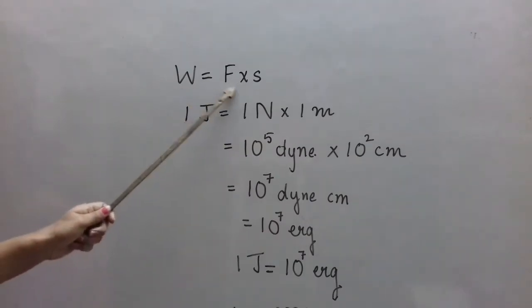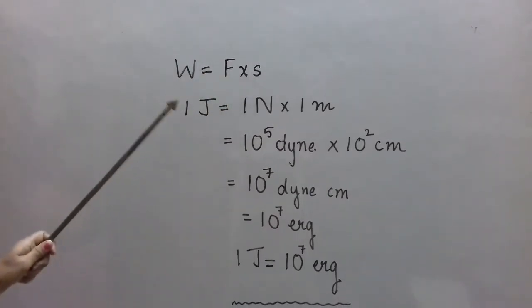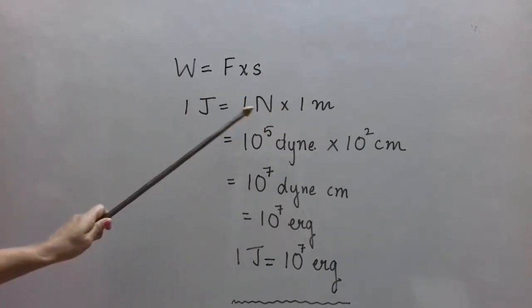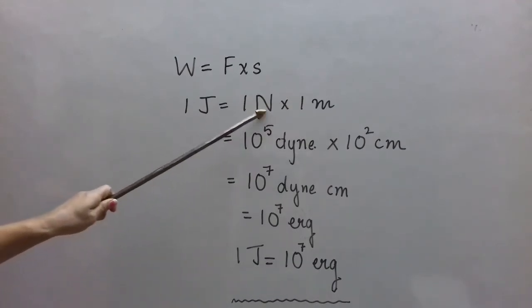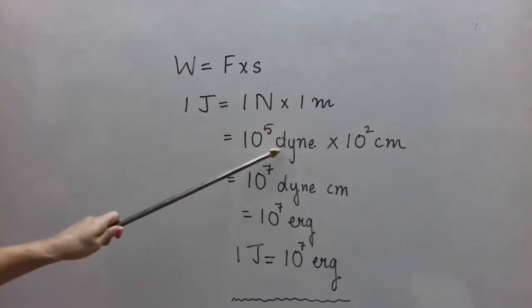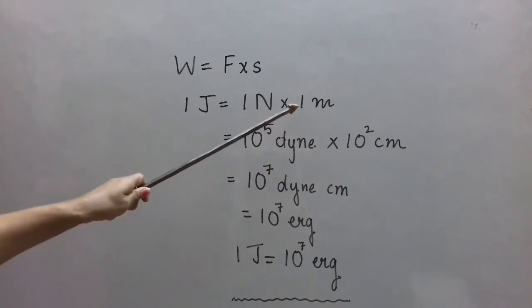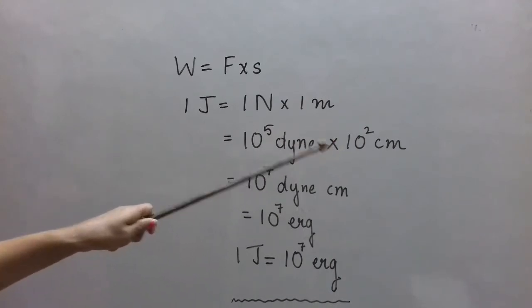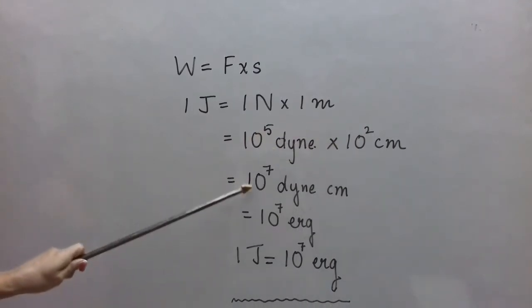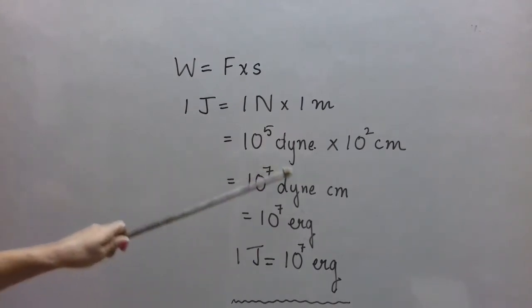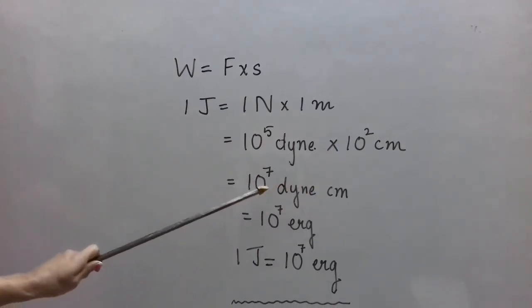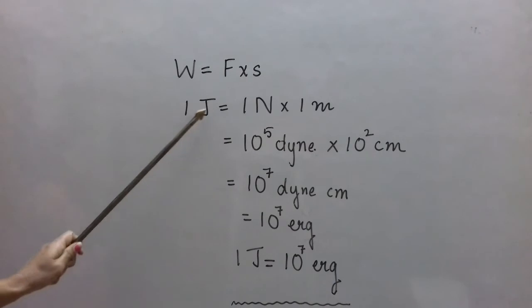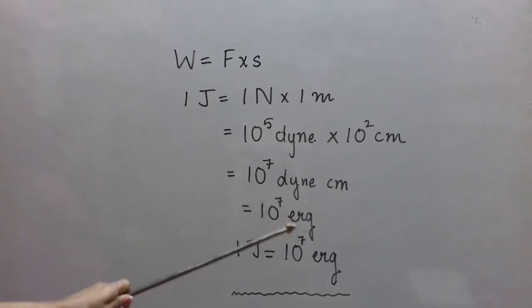We know that W is F into S, and by definition of 1 joule, 1 joule is equal to 1 Newton into 1 meter. Let us do the conversion here. 1 Newton we know it is equal to 10 raised to 5 dynes into 1 meter. Let us convert this into CGS unit centimeter. It is 100 or 10 raised to 2 centimeters. So multiplying this, 10 raised to 5 plus 2 is 10 raised to 7 dyne centimeter. But just now we have seen that dyne centimeter can be written as erg. So 1 joule is equal to 10 raised to 7 erg.